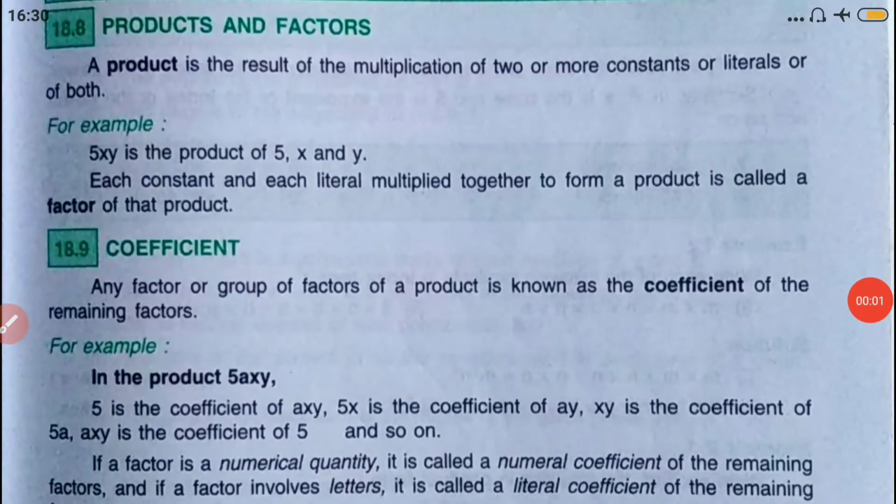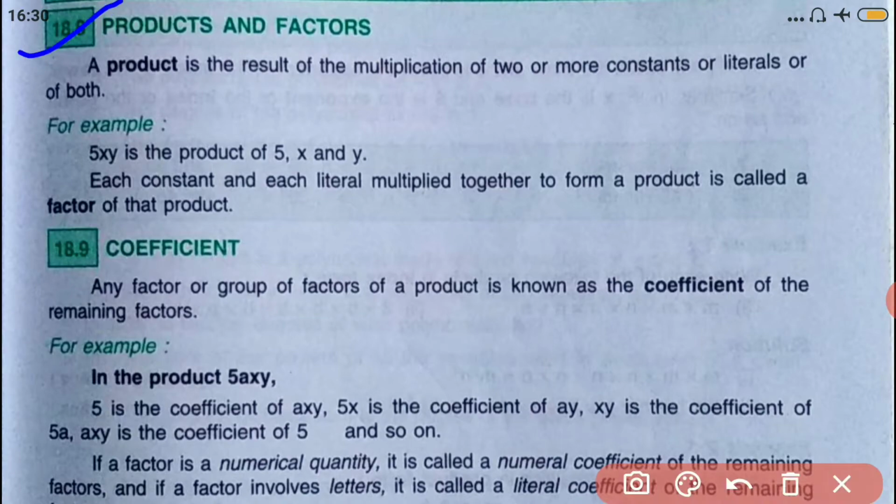This video is for class 6 mathematics, and today we shall do products and factors from the topic fundamental concepts of algebra. A product is the result of multiplication of two or more constants. It can be two constants like 5 into 5, or 5 into 5 into 5, 5 into 6, or literals, for example 5 into x, 5 into y, or 10 into yz, etc., right?